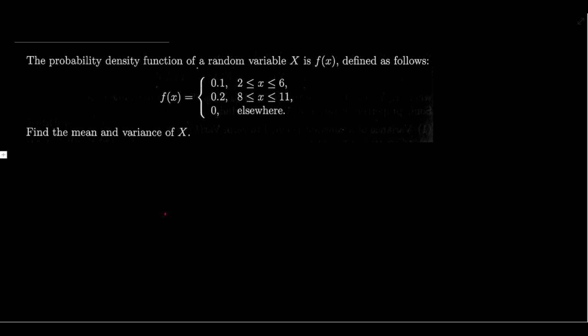Let's do another one. The probability density function f of a random variable x is defined as follows. f(x) for x between 2 and 6 equals 1, and the value of f(x) for x between 8 and 11 equals 0.2, and it is 0 elsewhere. Find the mean and the variance of x. Okay, let's just find out here.